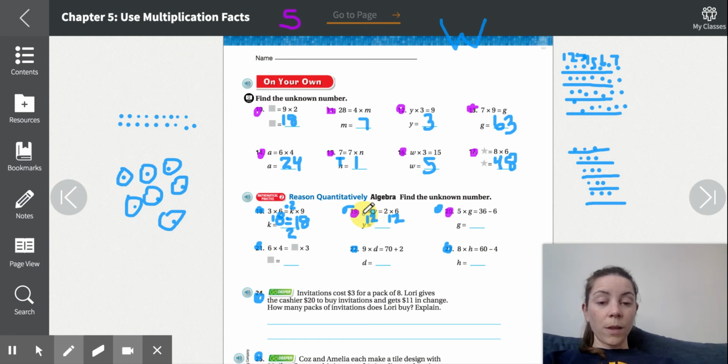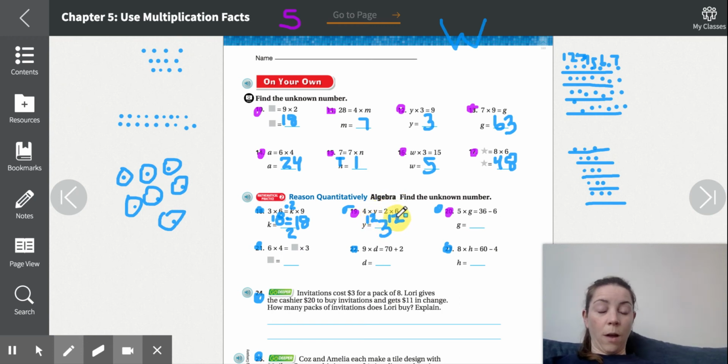What do you multiply by 4 to get 12? Well, let's see, 1, 2, 3, 4, 1, 2, 3, 4, that's 8, 9, 10, 11, 12. How many rows of that did I make? 3. So y must be 3. 4 times 3 is 12. 2 times 6 is 12.